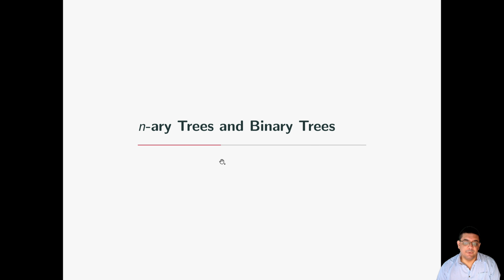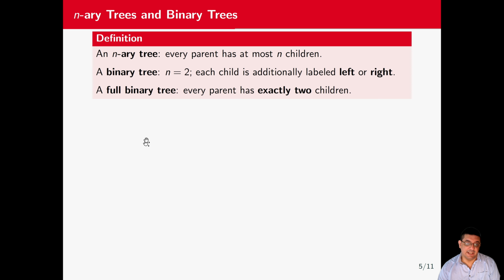Now, we can transition to n-ary trees and binary trees. In n-ary trees, every parent has at most n children. In a binary tree, we're talking about n equals 2, so each child is additionally labeled left or right. In a full binary tree, every parent is going to have exactly 2 children.